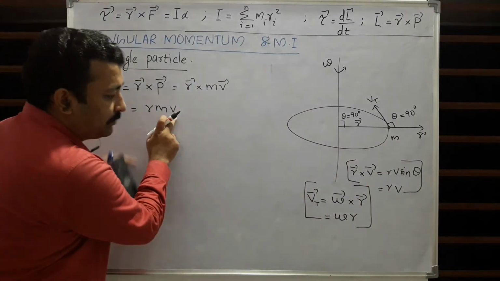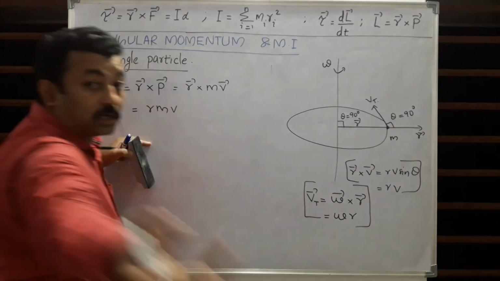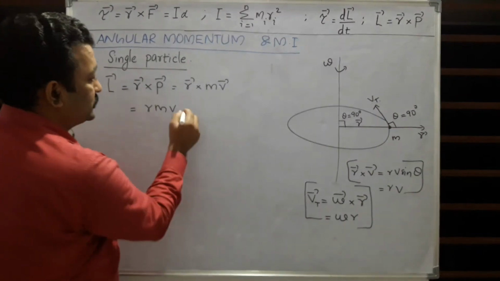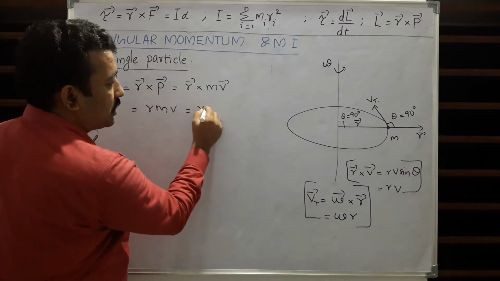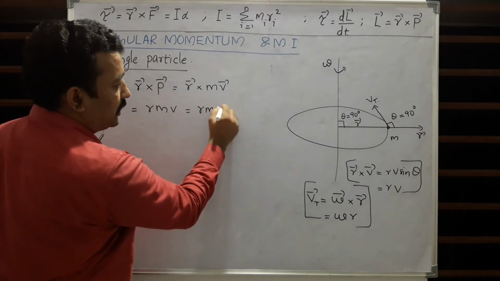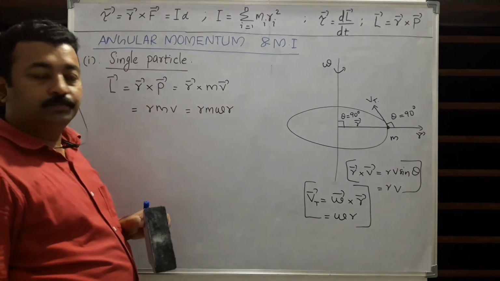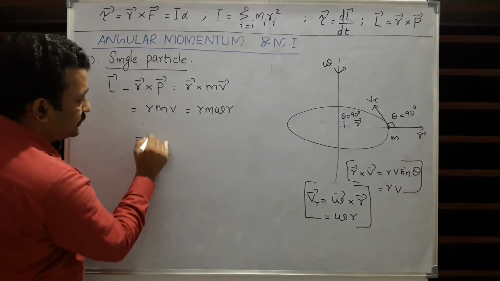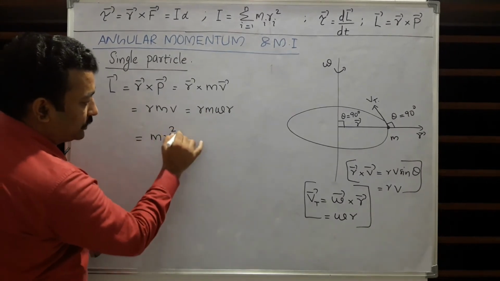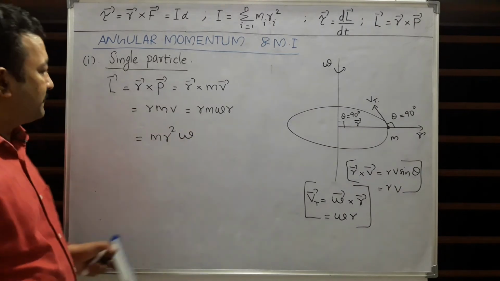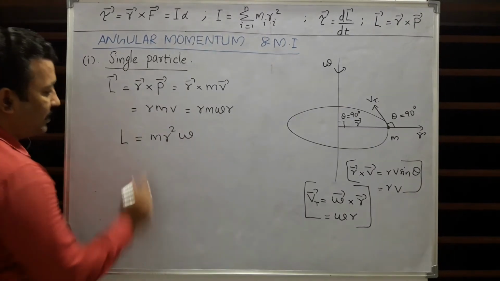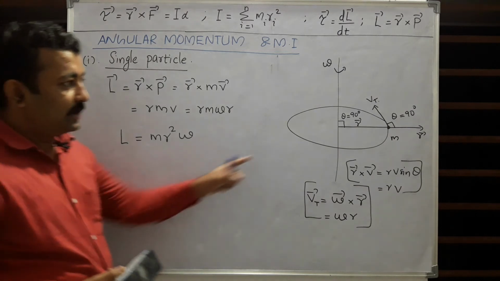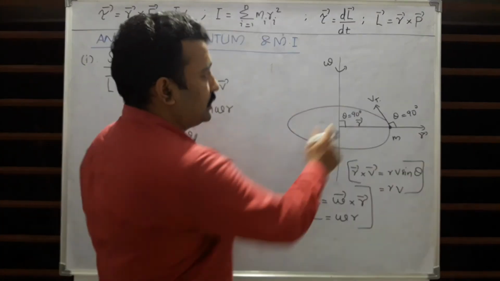So this v can be replaced by omega into r, just like we are replacing linear terms with angular terms. This will be r m omega r, or r into r is r square. I can write it as m r square into omega. So the angular momentum magnitude is given as m r square omega, and the direction of angular momentum, as I said, will be in which direction?